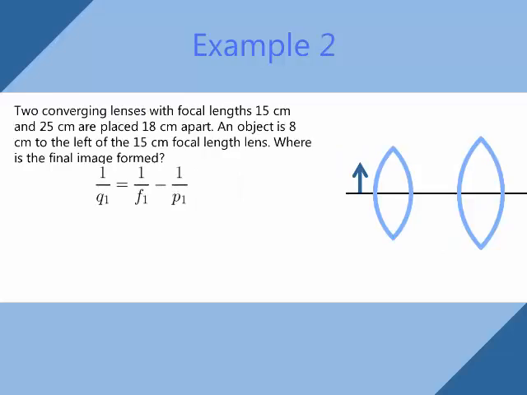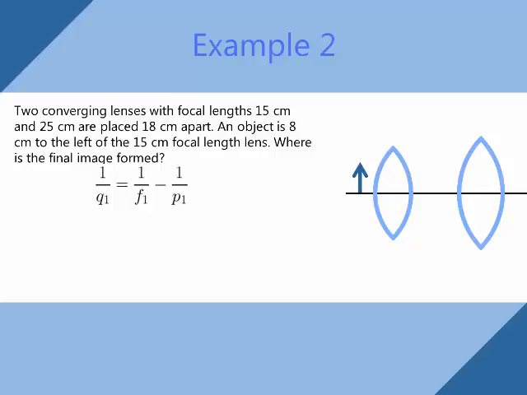In our second example, we have two converging lenses with focal lengths 15 centimeters and 25 centimeters that are placed 18 centimeters apart. An object is 8 centimeters to the left of the 15 centimeter focal length lens. Where is the final image formed?